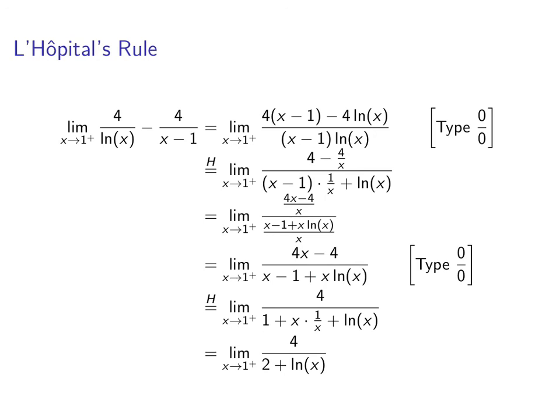All right, so you get 4 over 2 plus log x. And now, at this point, we can go ahead and plug in 1 because it's not going to cause any zeros in the denominator. That is to say, we can use the direct substitution property. And now we end up with 2. And that's our final answer. So in this problem, we had to make common denominators and then use 2 applications of L'Hopital's rule to get the final answer. Okay, that's all for now.